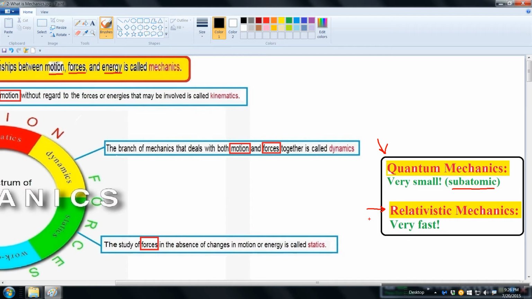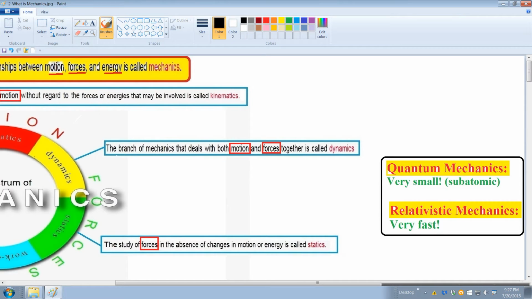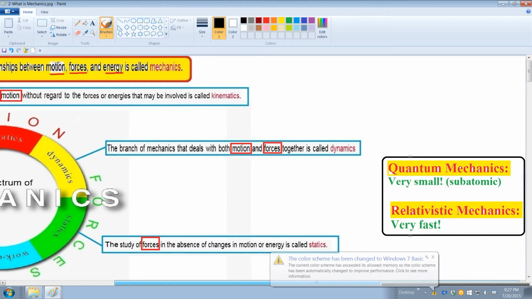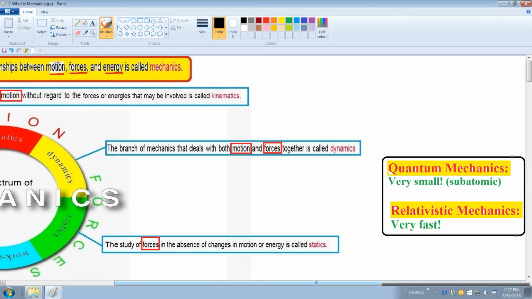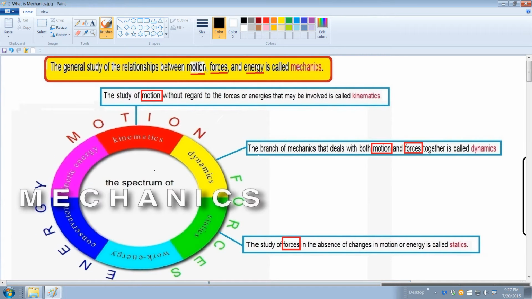And then there's relativistic mechanics, which is objects that are going very fast, near the speed of light, and things happen, as most of us know, that make it a little bit different, and we have to put fudge factors into the equation. So we're not talking about things that go very fast or things that are very small when we talk about mechanics today. Okay, mechanics is subdivided into subdisciplines.